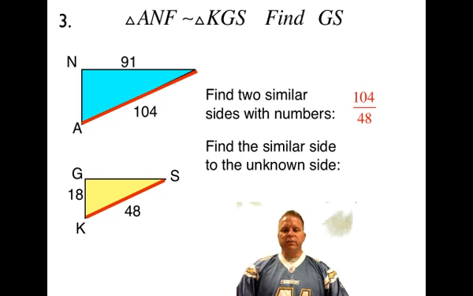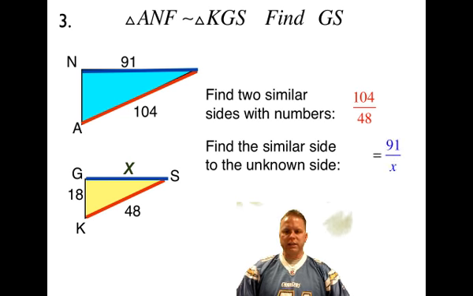Next, we need to find the similar side to the unknown side. Well, the unknown side is the x right here, so GS. So what matches up with x? That should be NF. I don't seem to have lost my F there. I hate when that happens. So we have 91 over x.